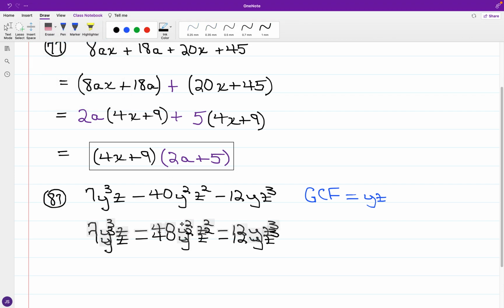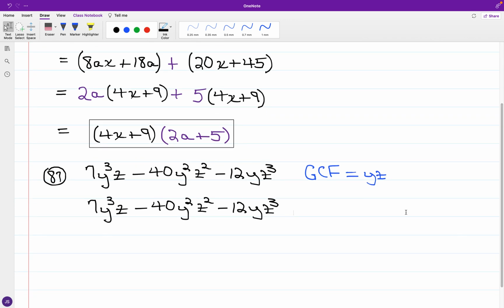So you have the 7y cubed z and the rest. So looking at factoring, for yz into the first term, we've got 7. Y into y cubed leaves us with y squared. And we have z to itself will cancel.